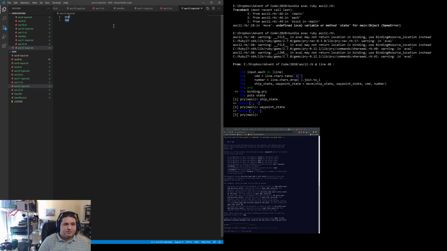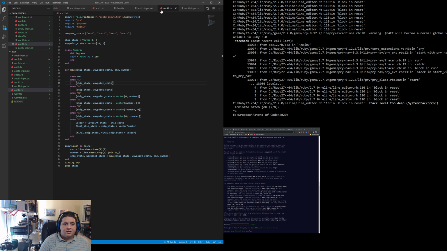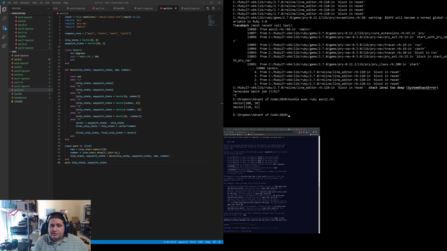So if we just start and we do F10, for example, and then we put ship state, waypoint state. Then just F10, it's moved 10 spaces to the east, 0 spaces north, and the vector is then 10 and 1, and then the waypoint is additionally 10 units to the right of that and 1 unit above that. Okay.